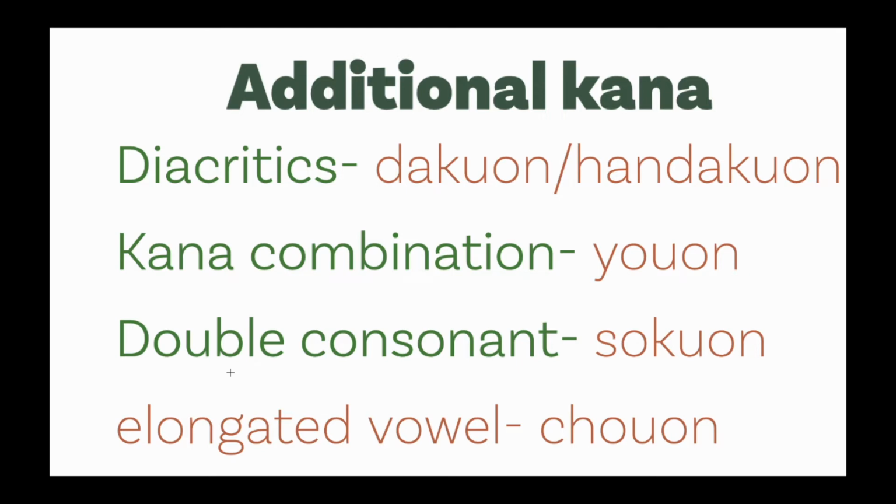So far we are familiar with the 46 basic hiragana and katakana characters. What we are going to see now is more like an add-on to those basic characters. So the stroke order and the pronunciation are going to be the same. And there are 4 different types of these additional kanas that we're going to learn. First one is diacritical, second one is combinational, third one is double consonant, and fourth one is called elongated vowel. Let's look at it one by one.